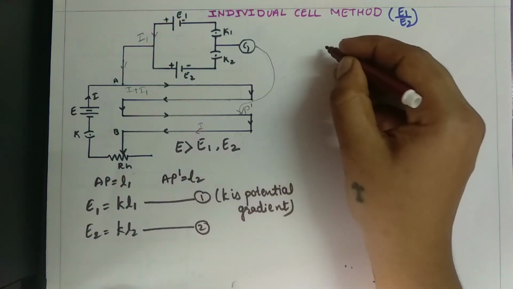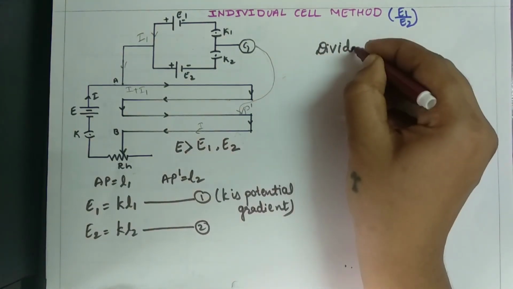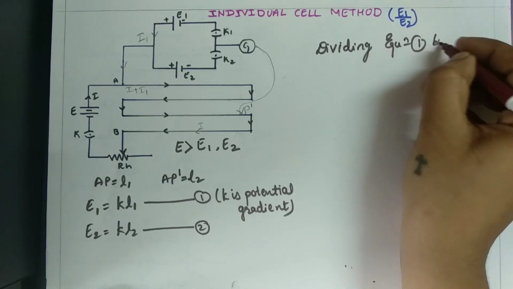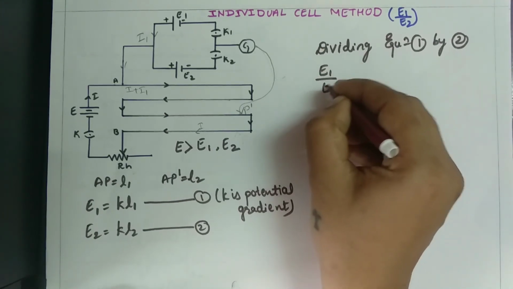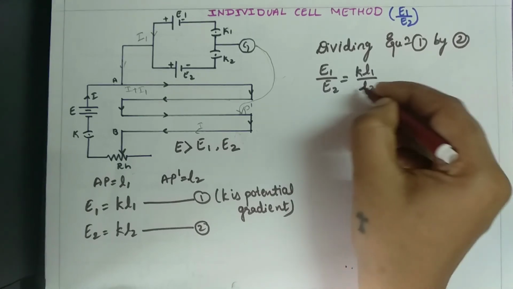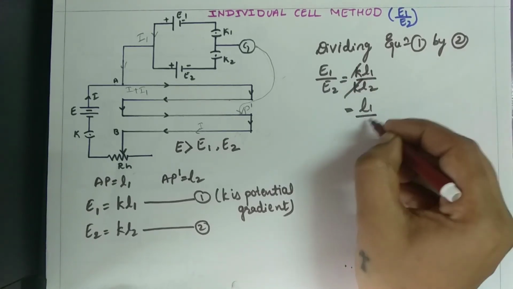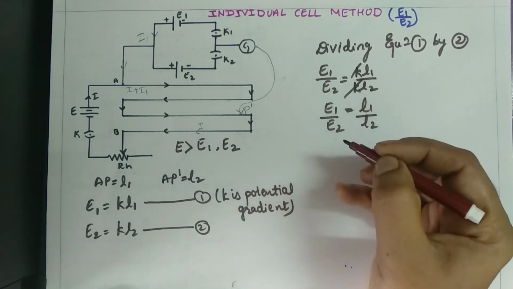Now divide equation 1 by 2. What you will get? LHS by LHS, that is E1 by E2, equals RHS by RHS. In that case, K gets cancelled. You will get L1 by L2 equals E1 by E2.